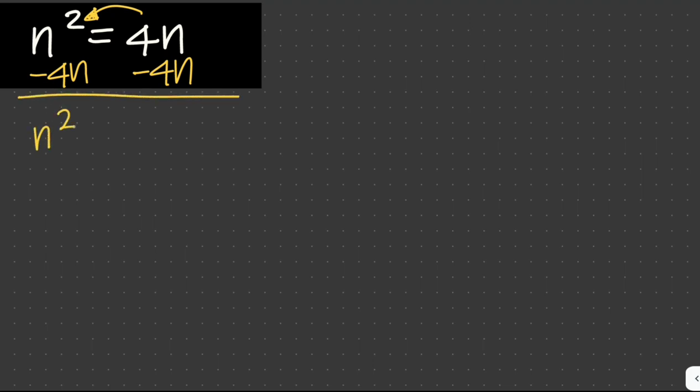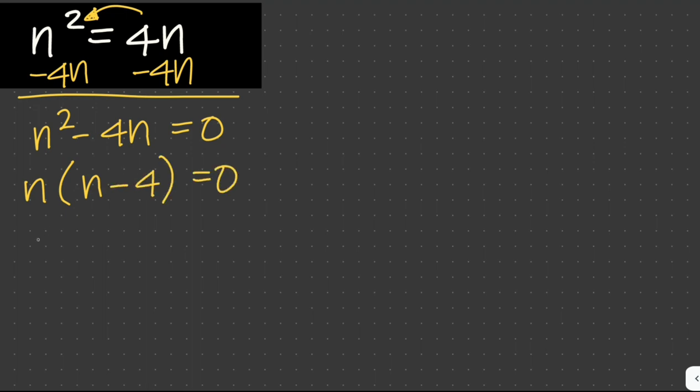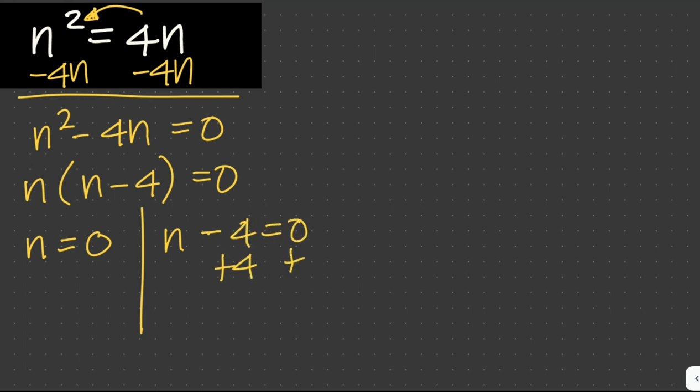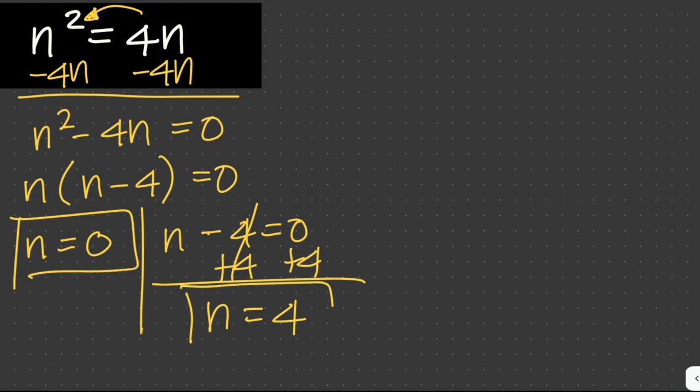Then we have n squared minus 4n equals 0. Okay, so this is our equation now. And then we can factor out n. So there would be n times (n minus 4) equals 0. And then we set each factor to 0. So we have n equals 0, n minus 4 equals 0. And then n here is equal to 4. Therefore, the values of n here are 0 and 4.